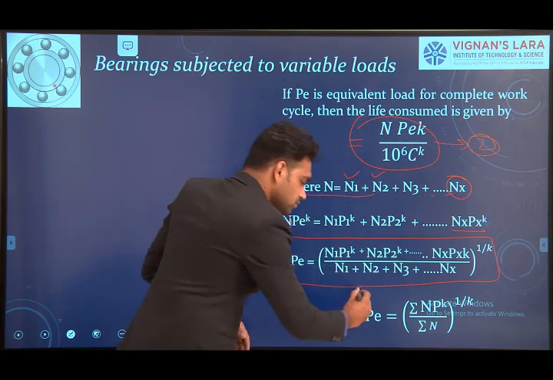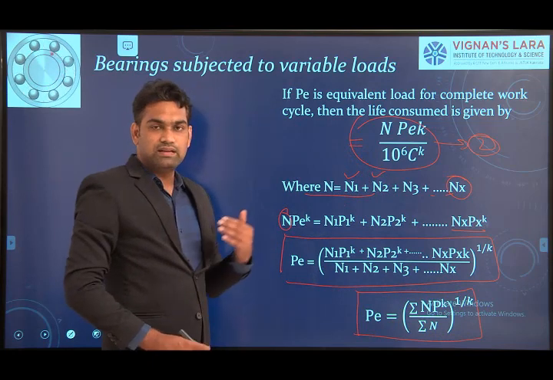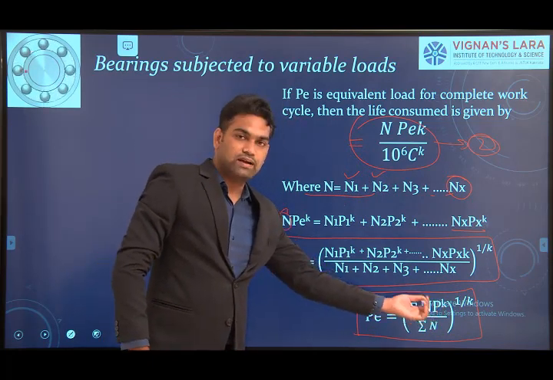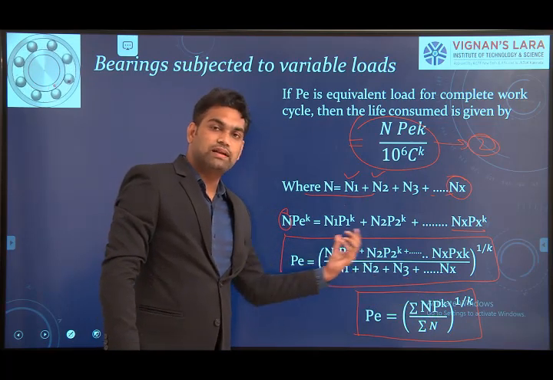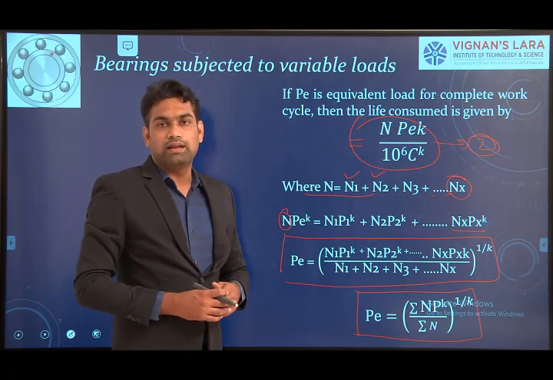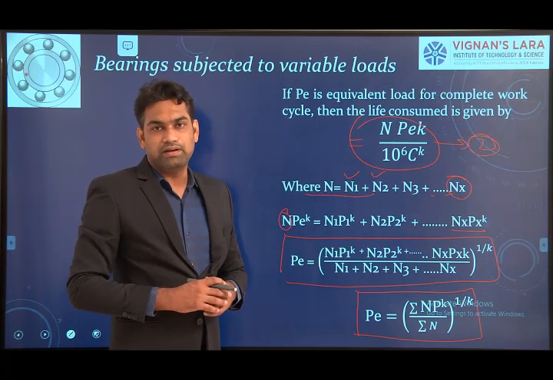So simply it can be written as: the sum of n, that is the number of revolutions, into the loads. So P is the load acting at that particular time interval, n into P power k, summed over all the time intervals, gives the numerator. The denominator can be written as the total number of revolutions that the bearing can operate during one complete life cycle.